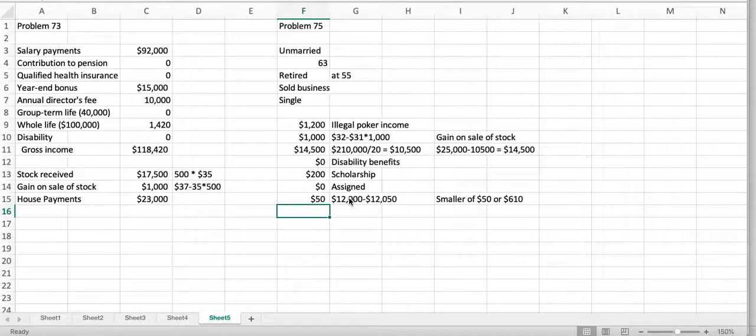And then finally, he received $30,000 of interest from corporate bonds and money market accounts. And yes, this is included. Some bonds are excluded, but that's only government bonds. And this one, it tells us, is corporate bonds and money market accounts. And so that is included.